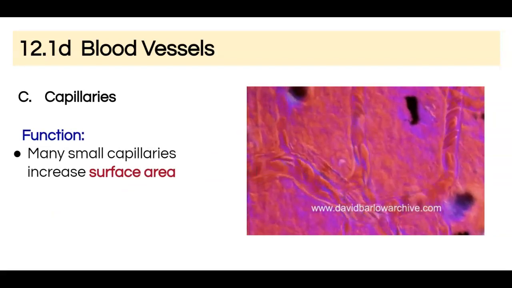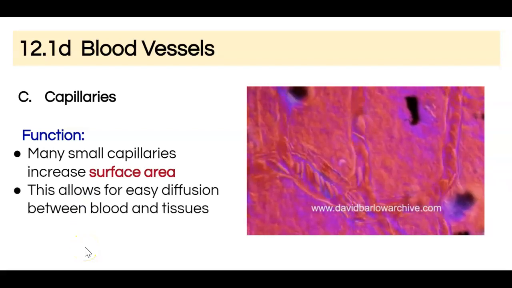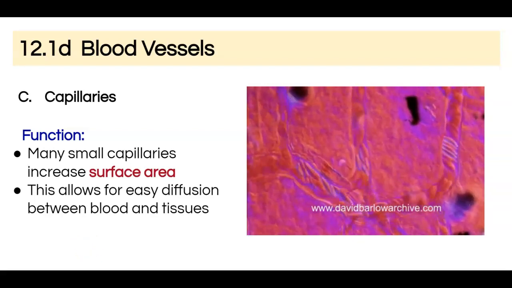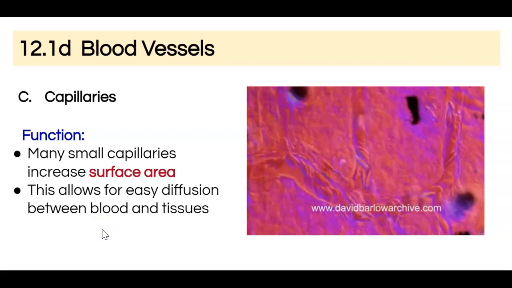So function, we're going to have many small capillaries. Why? Because they increase the surface area. Why does that matter? Because we want easy diffusion between the blood and the tissues. That is what we want. All right, so that is it for blood vessels.